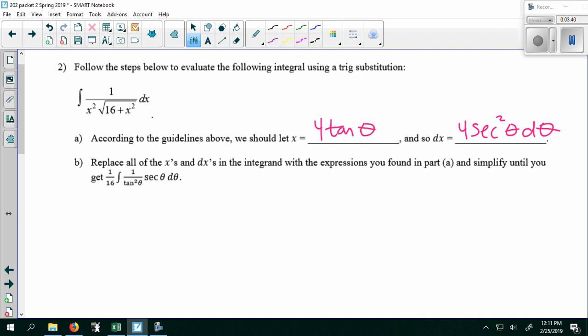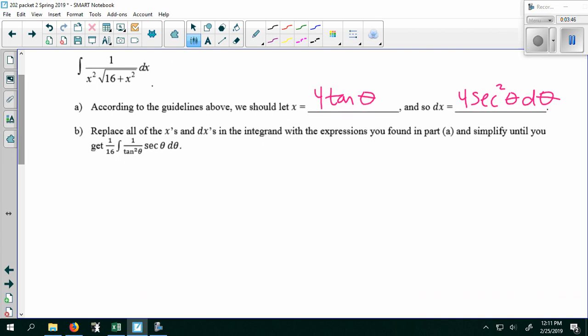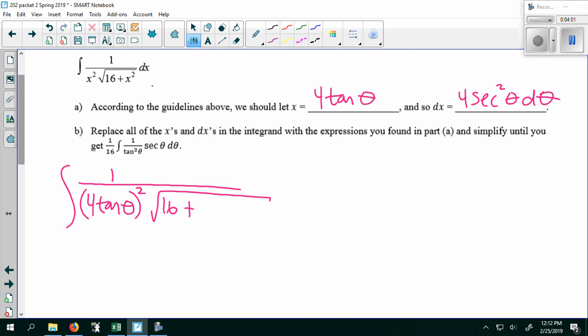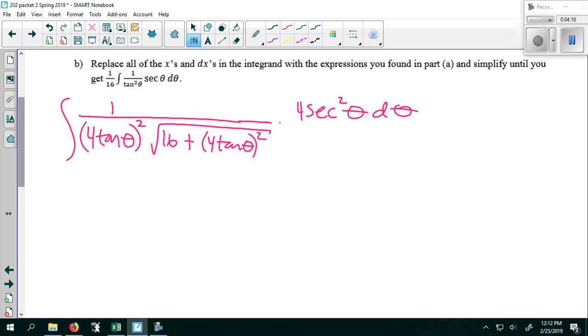And I'm going to replace all of the x's and the dx's in the integrand with the expressions we just wrote and simplify. So this is the integral of 1 over x squared, but instead of x, I'm going to do 4 tan theta. 4 tan theta squared times the square root of 16 plus x squared, but instead of x, I'm going to use 4 tan theta. And then times dx, which is 4 secant squared theta d theta. Now I'm going to simplify, and my goal is to get this expression.